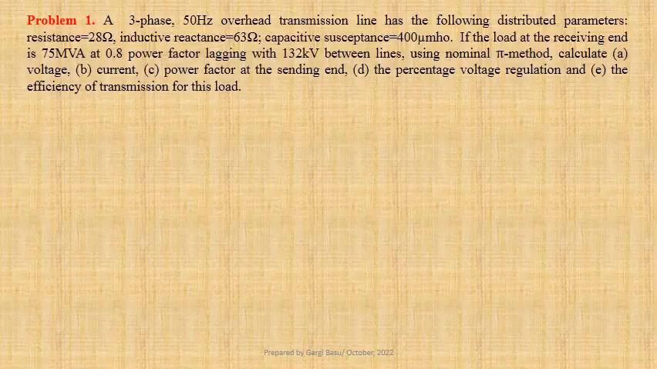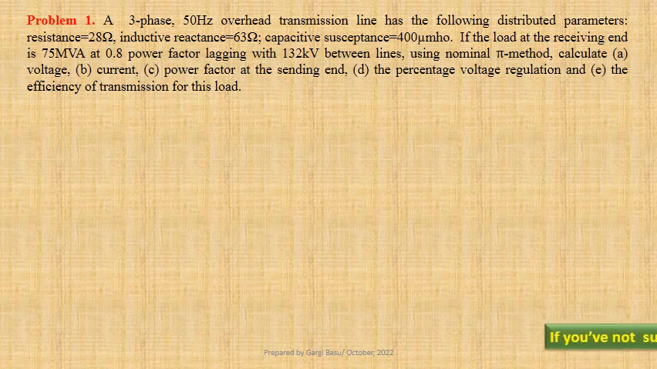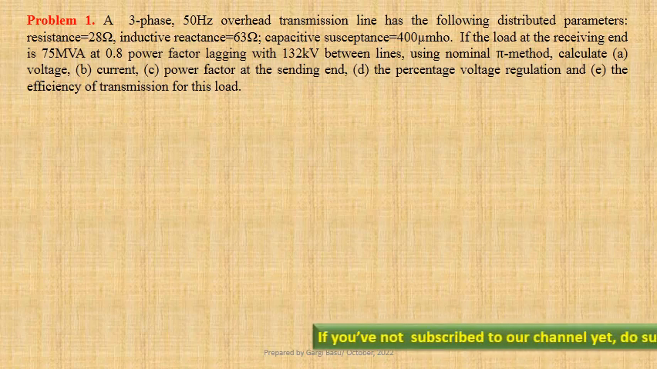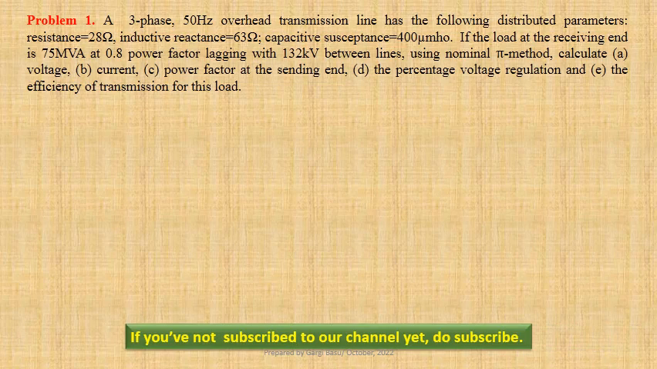A three-phase 50 Hz overhead transmission line has the following distributed parameters. Resistance equals 28 ohm, inductive reactance equals 63 ohm, capacitive susceptance equals 400 micromho.